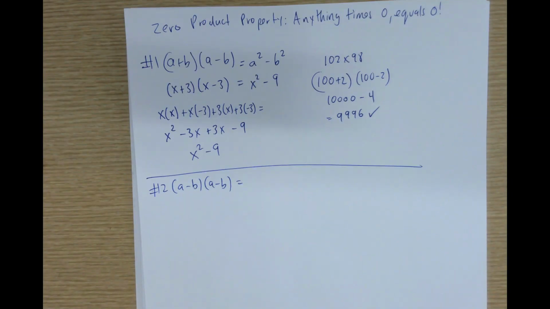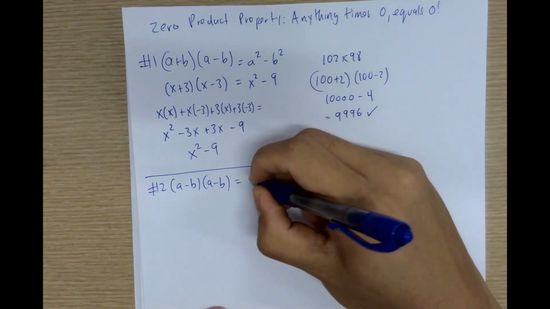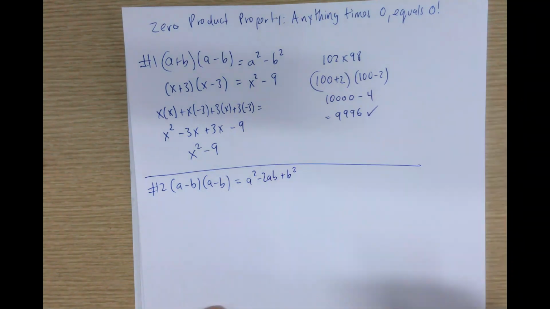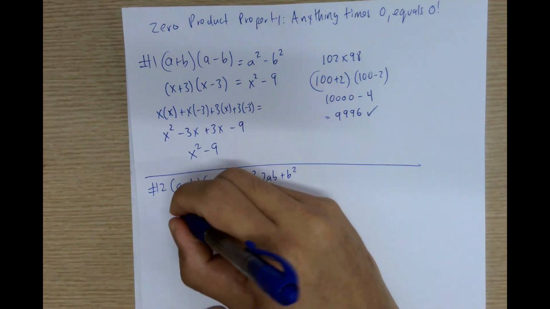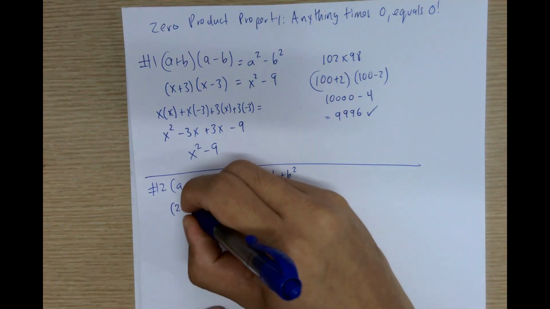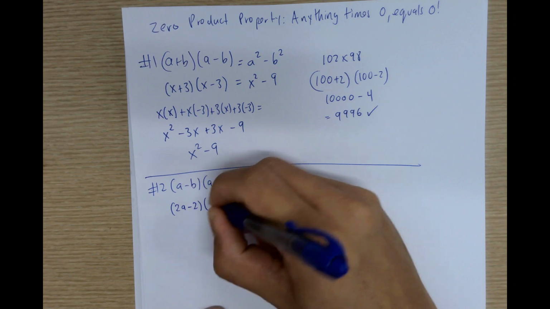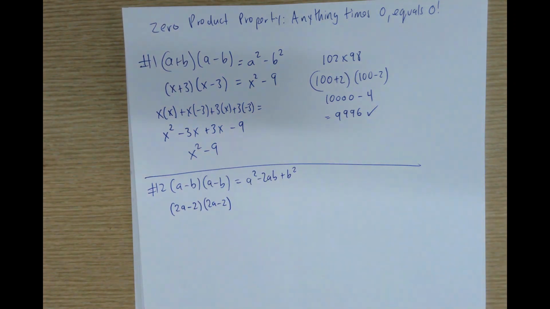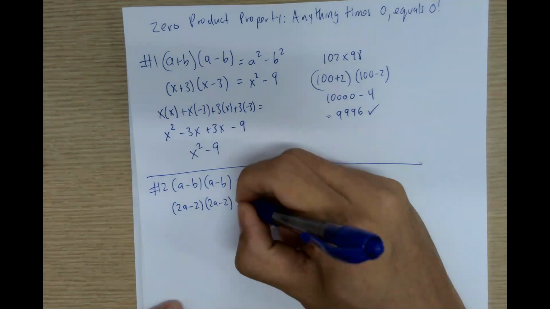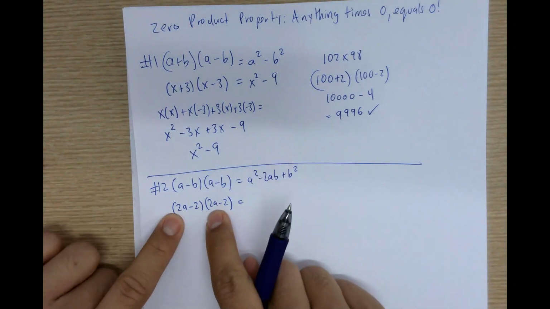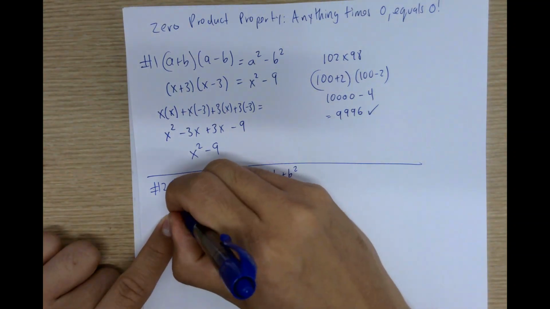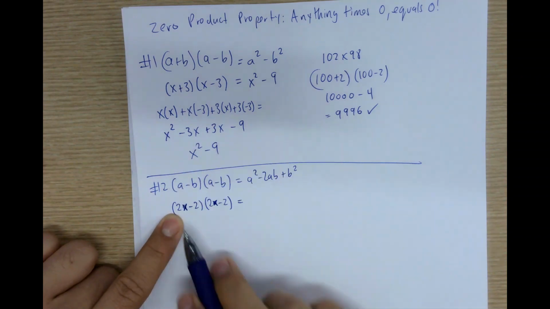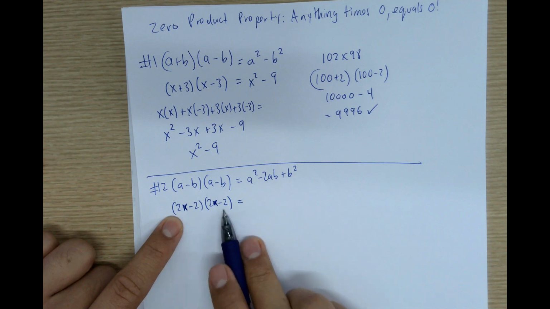Okay, so in this one, you're going to have a squared minus 2ab plus b squared. An example might be 2a minus 2, 2a minus 2. Again, what I'm going to do is write x so it's less confusing. So this is going to be 2x minus 2, 2x minus 2.